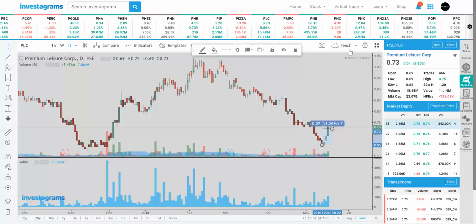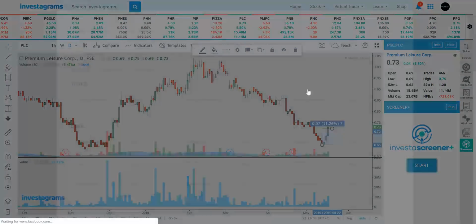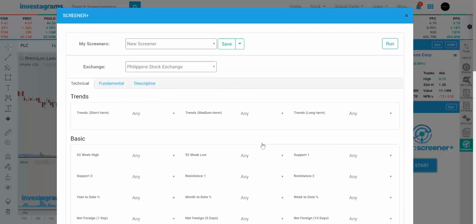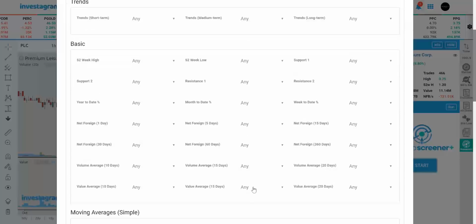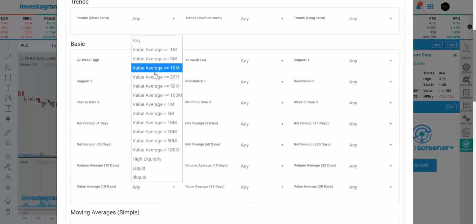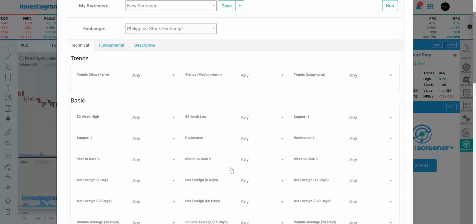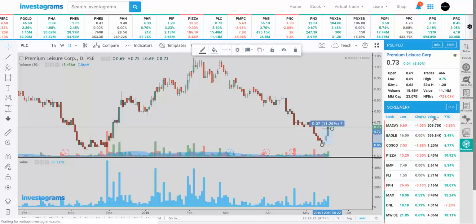So one advantage as well, if you have InvestaScreener Plus, you could filter your stocks right on the chart. So there's no need to go to another page anymore. And then we could use the same parameters, value average, then look at it on a 10 million and above. And then when you click run, you could instantly see the list. And then sort them in terms of value.